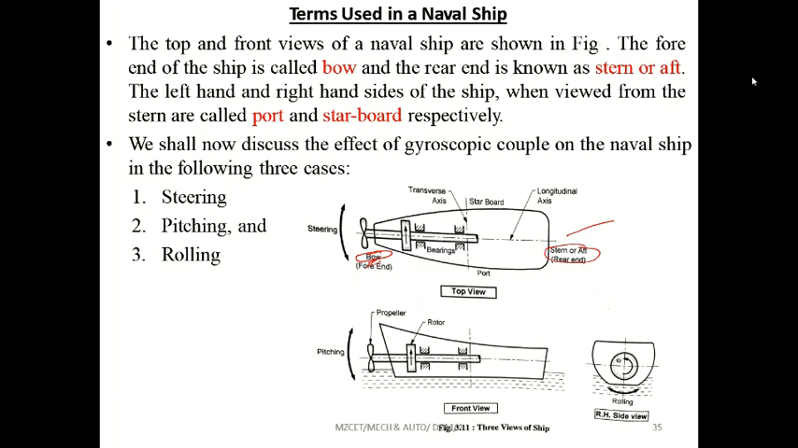Similar to the airplane, in ships also, the front end is called as bow. The rear end is called as stern or aft.